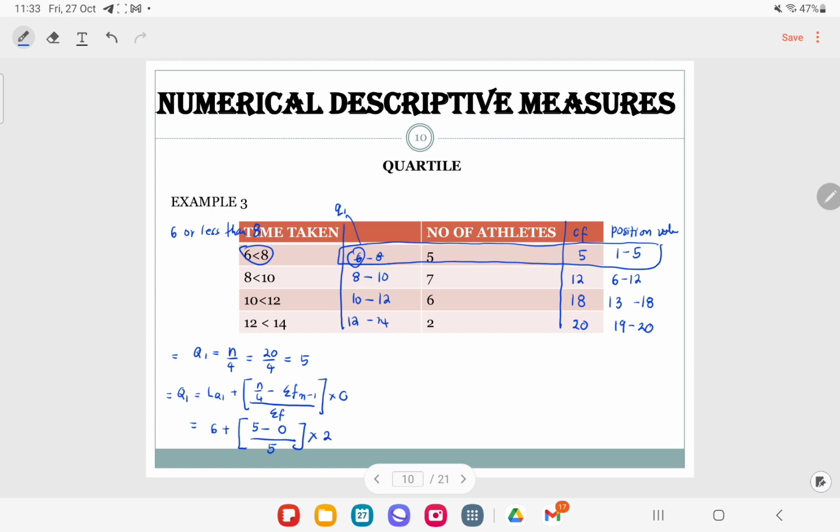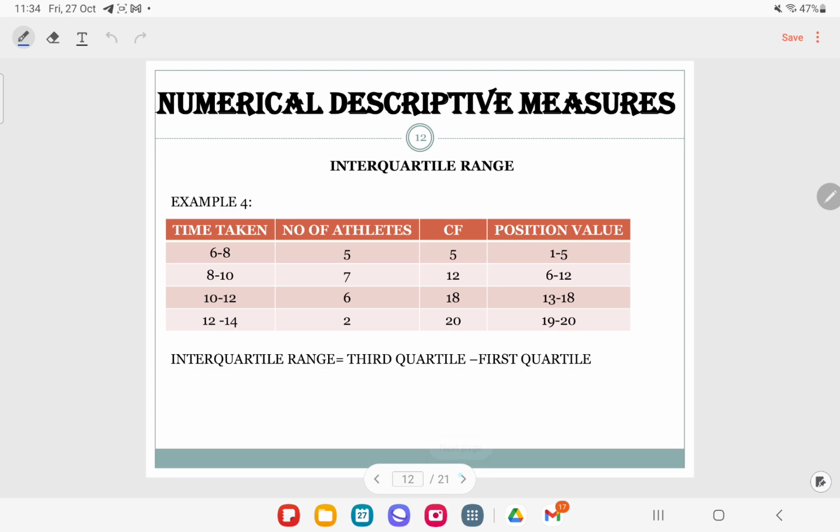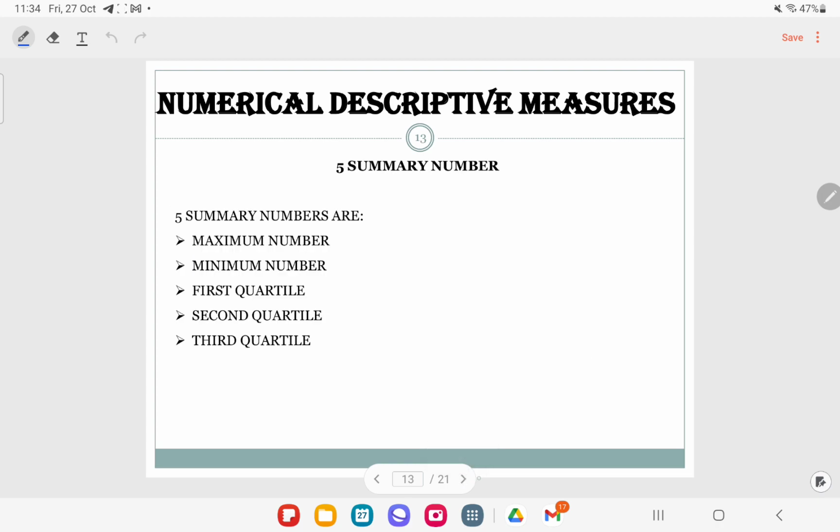Then calculate the value. 5 divided by 5 multiplied with 2 plus 6. So will be 8 here. Then calculate the value again, and then go to the interquartile range here.